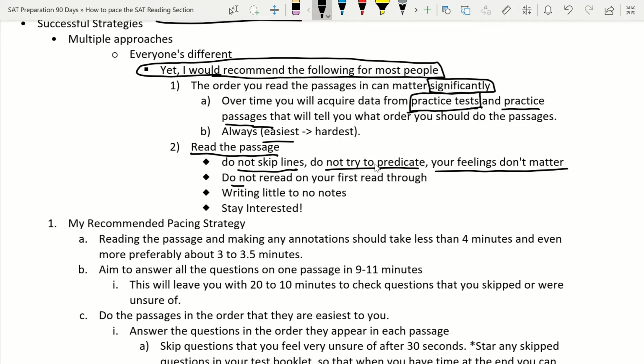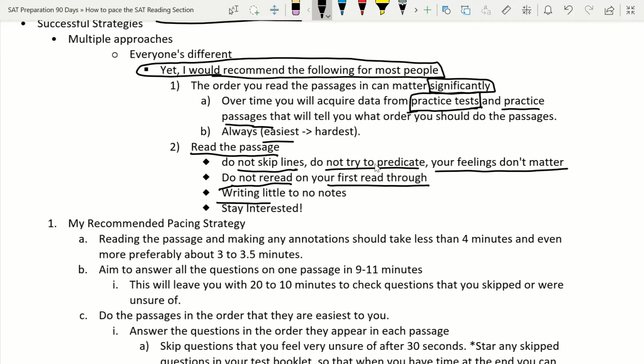Okay, next thing, do not reread on your first read through. So if something is a little bit confusing, don't reread on your first read through. And I know that that might not make sense right off the bat, but here's why. If you reread something on the reading section on your first read through and it ends up not being important, then you just wasted your time rereading it. So that's why I say don't reread on your first read through.